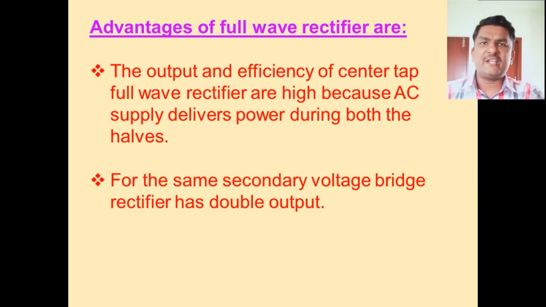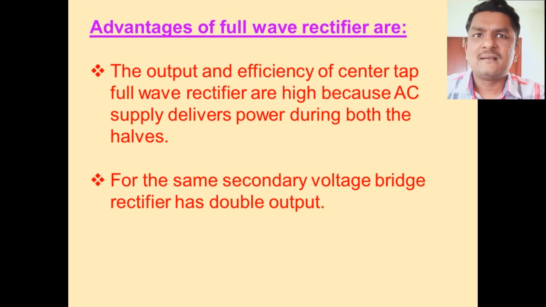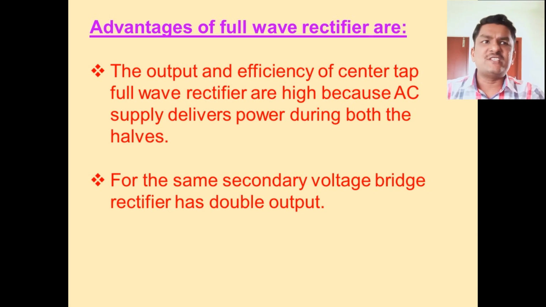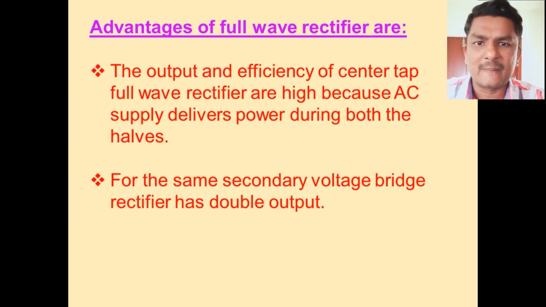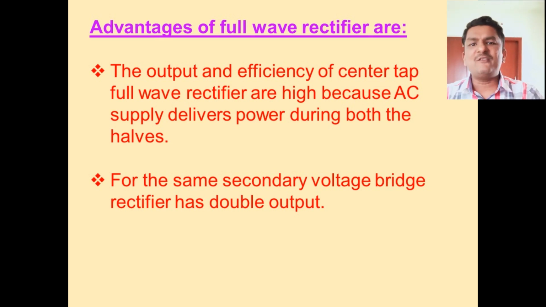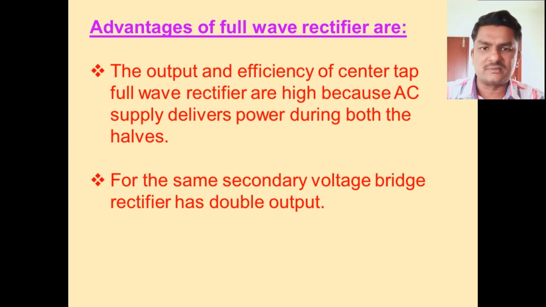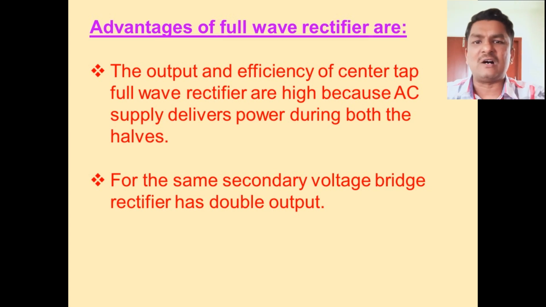Advantages of full-wave rectifier. The output and efficiency of center tap full-wave rectifier are high because AC supply delivers power during both the halves. We are getting output during both the halves, positive pulse and negative pulse. So efficiency is more than that of half-wave rectifier. For the same secondary voltage, bridge rectifier has double output than that of half-wave rectifier.